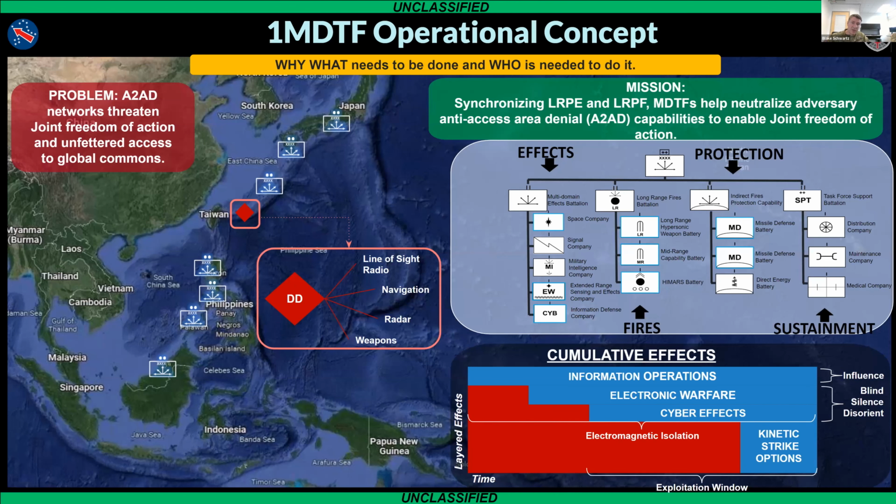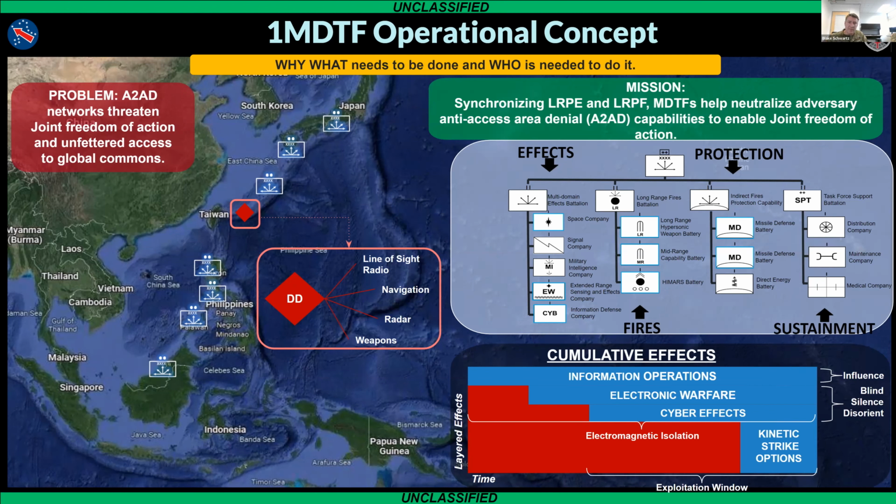We've got a signal company, a military intelligence company, and an extended range sensing and effects company. If you've seen any of the news articles about U.S. forces in the MDTF flying high altitude balloons, that's our company that employs those and other collection platforms, and works to gain information about the adversary. Extended range sensing and effects also has capabilities for putting non-kinetic effects on an adversary.